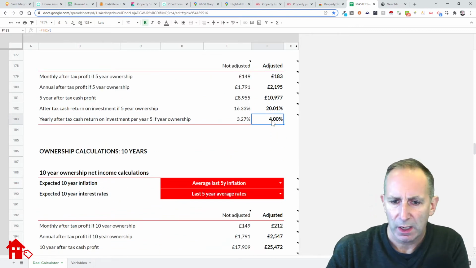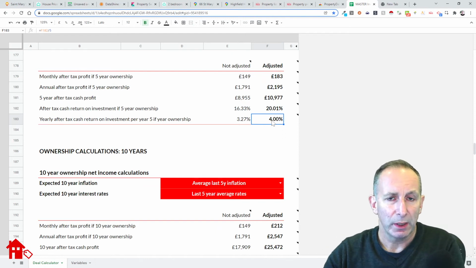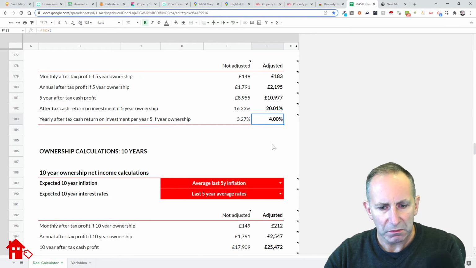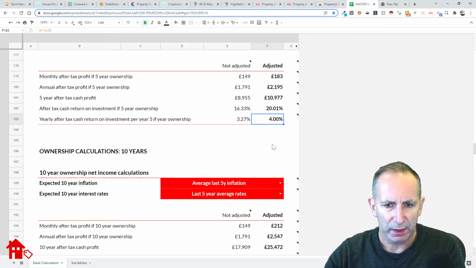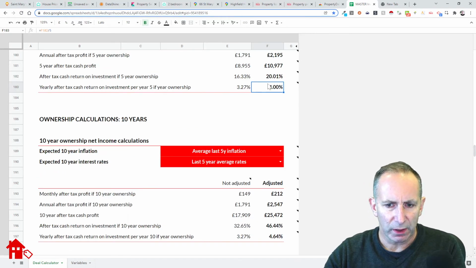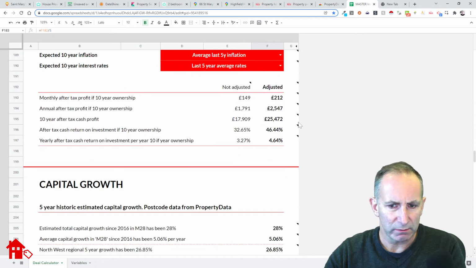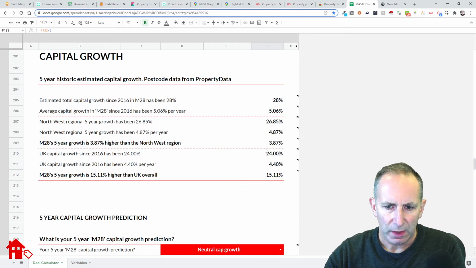Now, the next question is, you've got your longer term 5-year ownership numbers, and if you adjust for inflation, that's where rent goes up, your mortgage stays the same, interest rates stay roughly in line as they have been, and therefore your ROI is 4%. Not especially good, but that doesn't factor in capital growth.